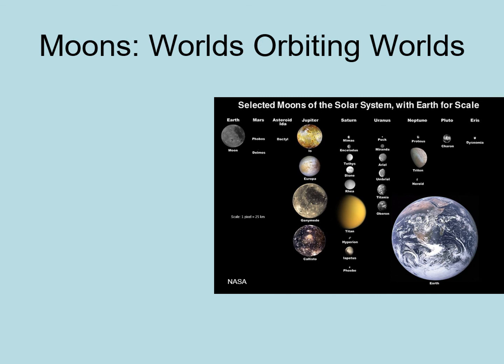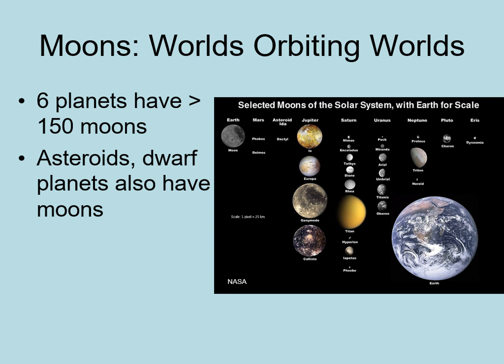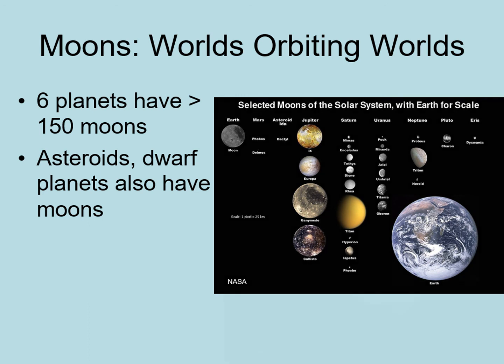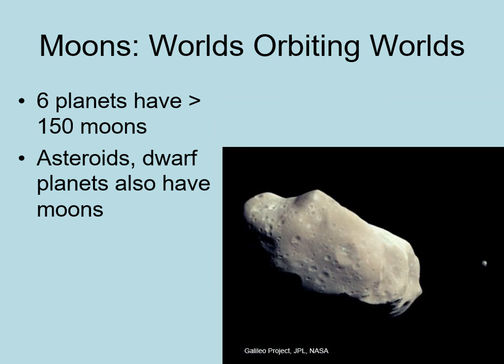Now I'd like to run through the major groups of small bodies, starting with moons. A moon is a body orbiting a planet, asteroid, dwarf planet, etc. A sampling of the moons in our solar system is shown here. There are over 150 known moons in the solar system. Most of the ones we know about are orbiting the 4 biggest planets, although you see a few listed here that are orbiting dwarf planets like Pluto and Eris, and there's even one shown orbiting an asteroid. Here's a closer picture of that system, the asteroid Ida and its moon Dactyl.